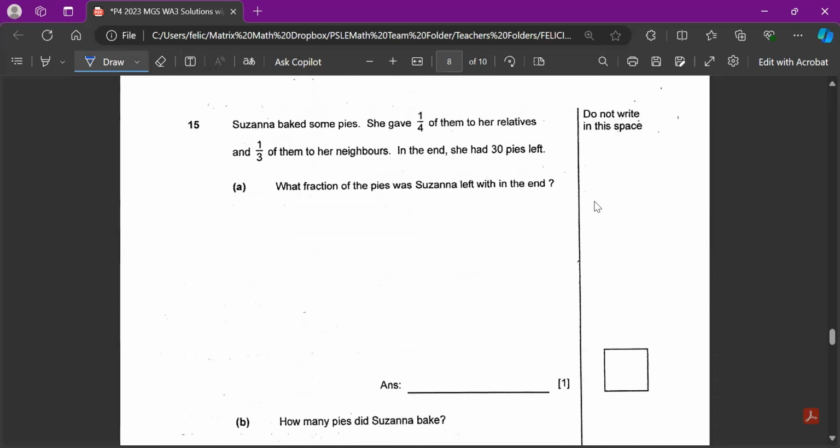We shall move on to question 15. Susanna baked some pies. She gave 1/4 of them to her relatives and 1/3 of them to her neighbors. In the end, she had 30 pies left. What fraction was she left with in the end?